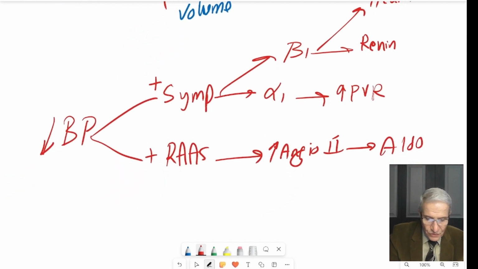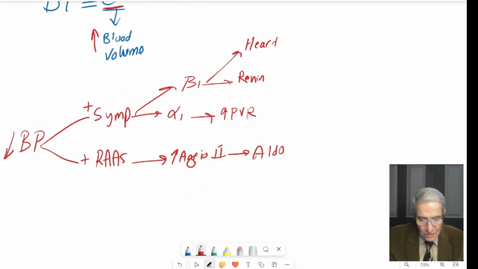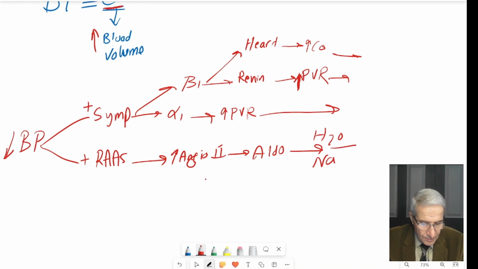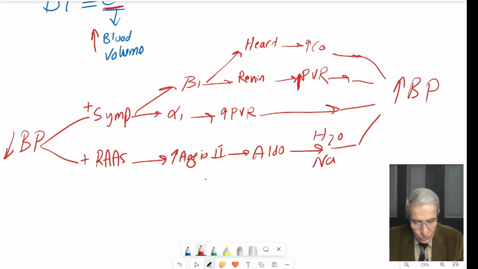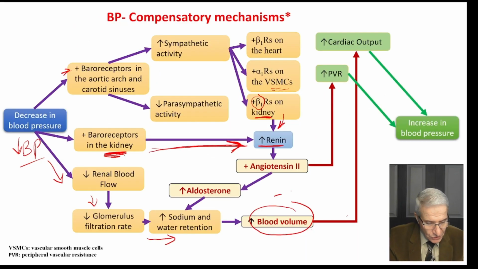So this, maybe for simplicity, is what we have for the blood pressure, and the end result, you can see here, is increased cardiac output, increased peripheral vascular resistance, and the same, sodium and water retention. All these will lead to increased blood pressure. So this is maybe a summary of the compensatory mechanism for hypotension or decreased blood pressure.